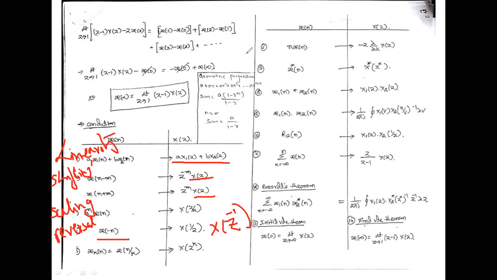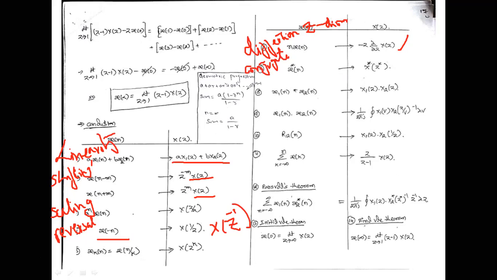Next, the differentiation property. Differentiation, that too in the z domain. Differentiation occurs in the z domain. Multiplying the signal, n into x of n is minus z d by dz of X of z. Differentiation in z domain. And next, the seventh property is the conjugate property. What is the conjugate property? X star of n is X star of z star.